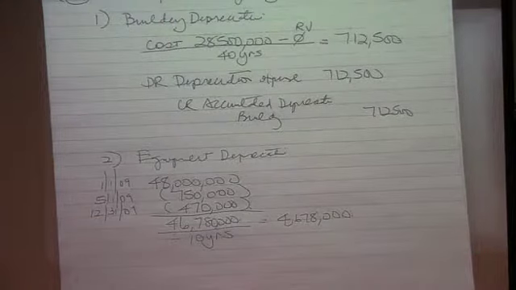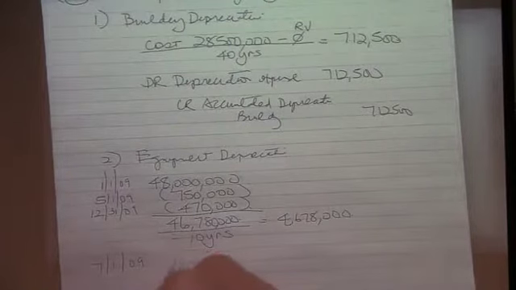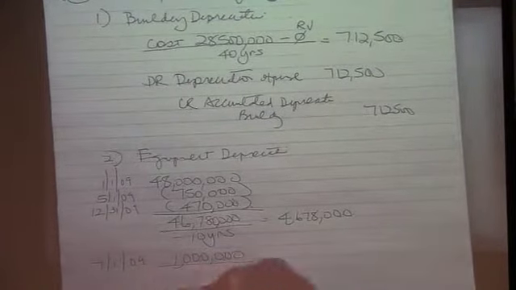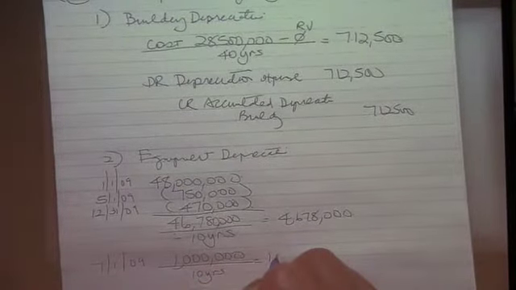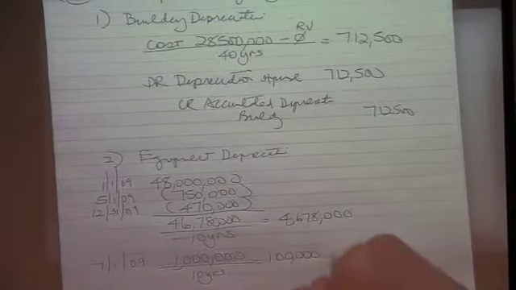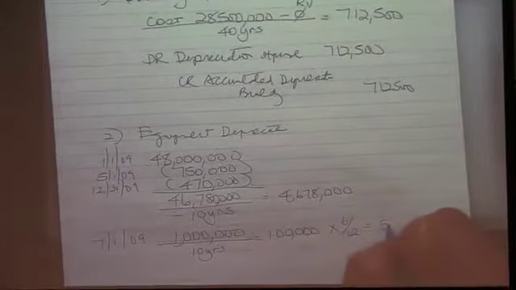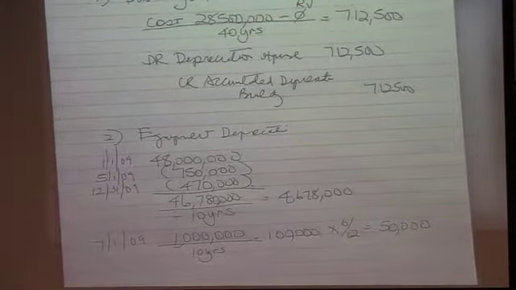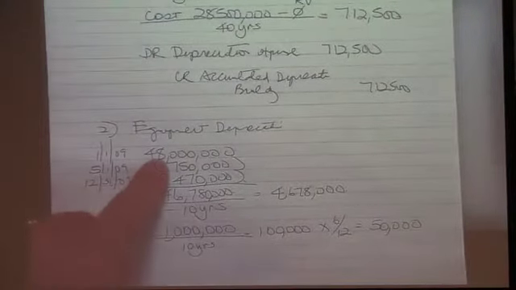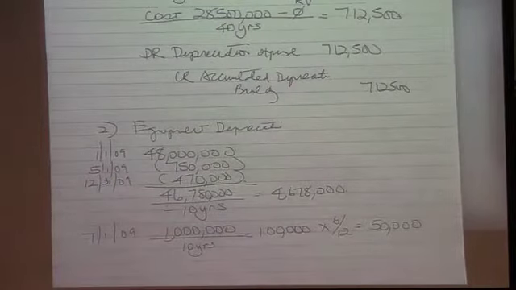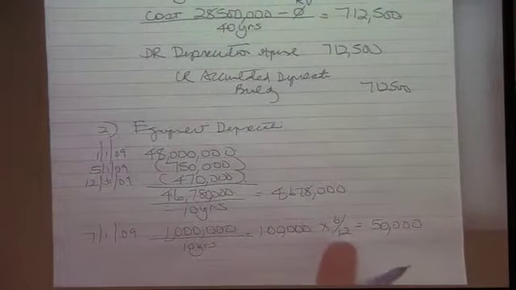Now, on July 1st, we purchased $1 million worth of equipment. And again, that was for 10 years. In this case, it's $100,000. But because we bought it on July 1st, we're going to prorate that, which gives us $50,000. The reason why I didn't add the $1 million up here was because these assets should have been depreciated for the entire year. But this one was only bought on July 1st, so I have to prorate it for 6 months.